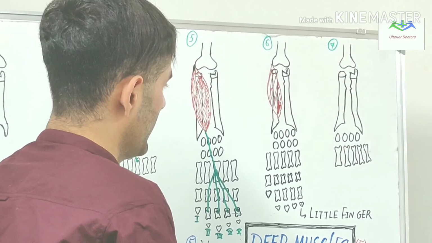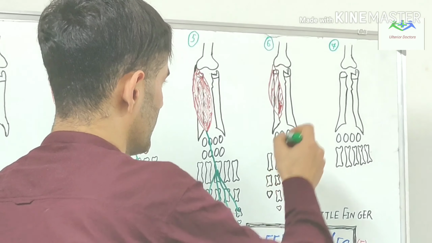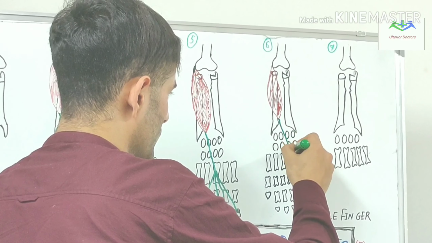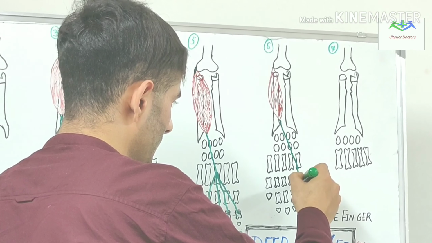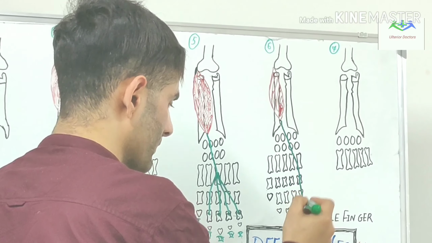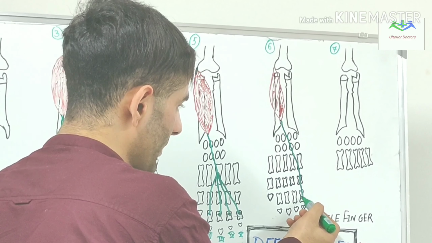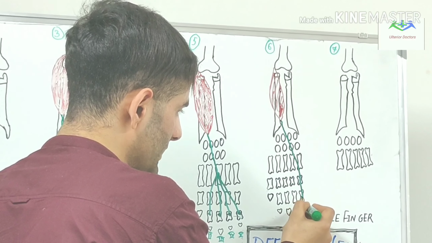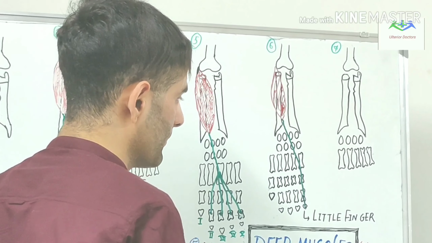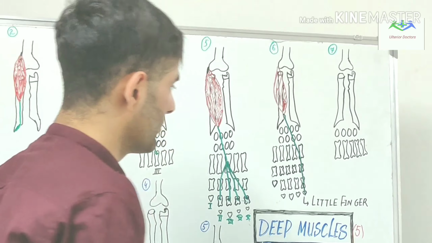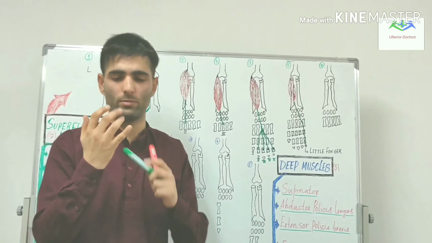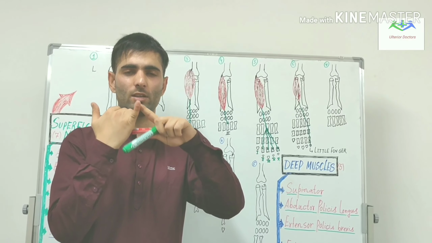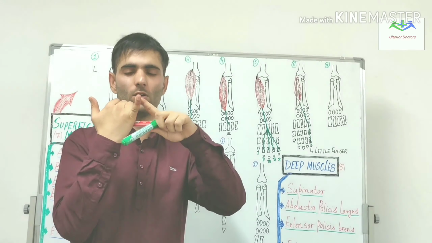And gives the tendon which goes down and is inserted to the intermediate phalanx and the distal phalanx of little finger. The action of this muscle is extension of the little finger.